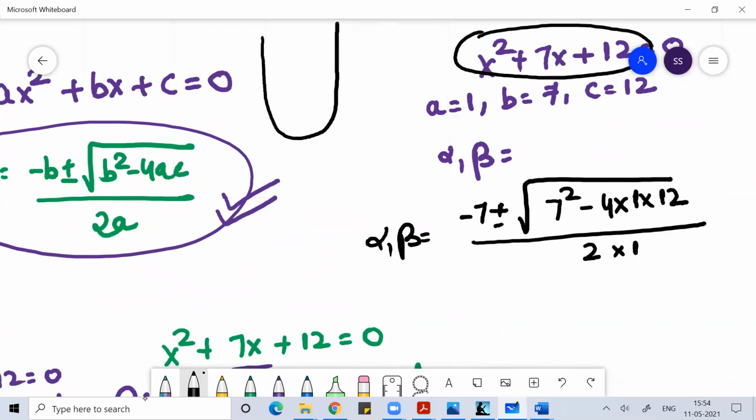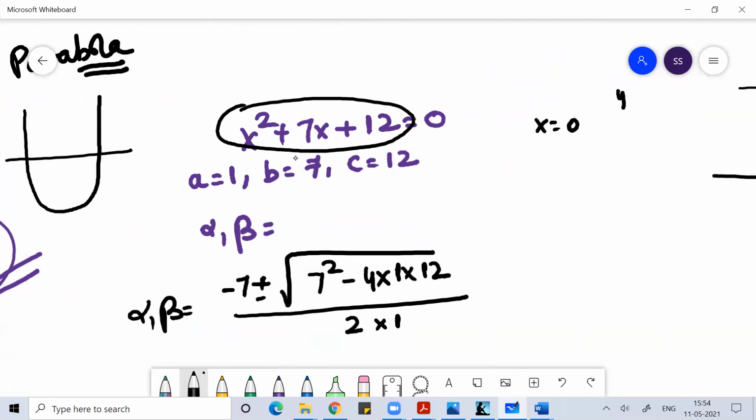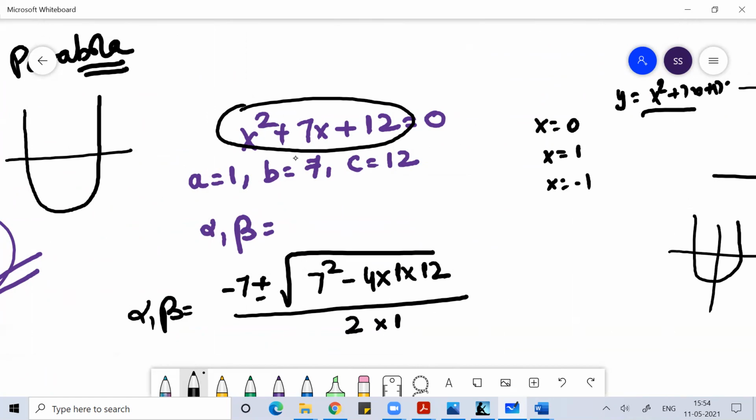Dhwani, you can understand this because this graph is a parabola, right? If you draw this graph, if you spend some time and take graph paper, and put x equal to 0, what is the value of y? y is equal to x square plus 7x plus 12. If you take x equal to 1, what is the value of y? If you take x equal to minus 1, what is the value of y? Like this, if you get the values and draw the graph, you will get a parabola. That parabola will cut the x-axis at 2 points, because it is a quadratic equation, so you will get two values of x.